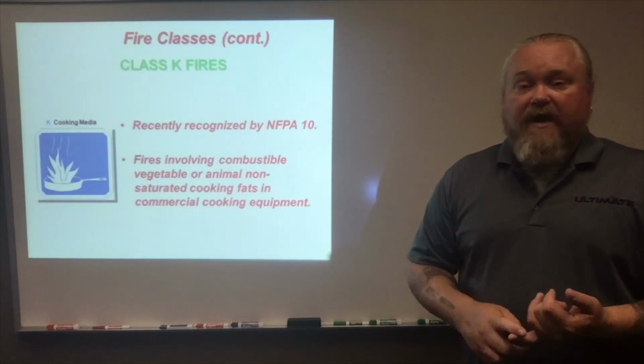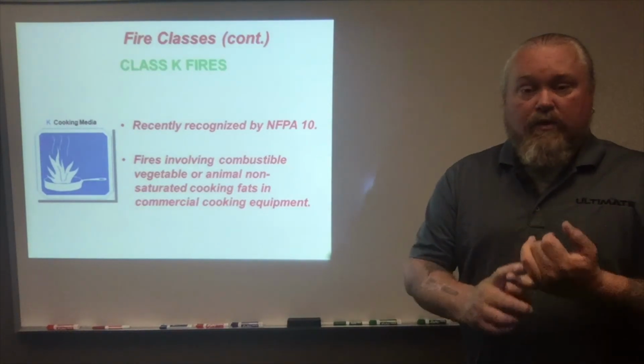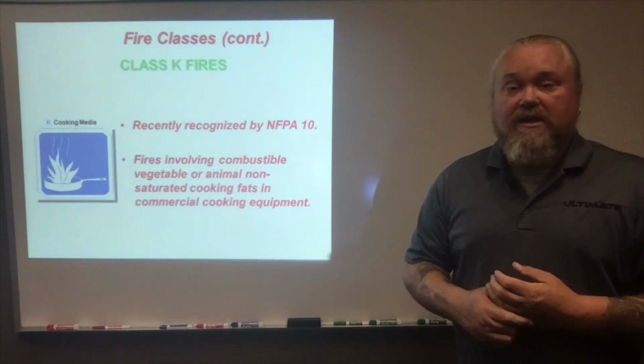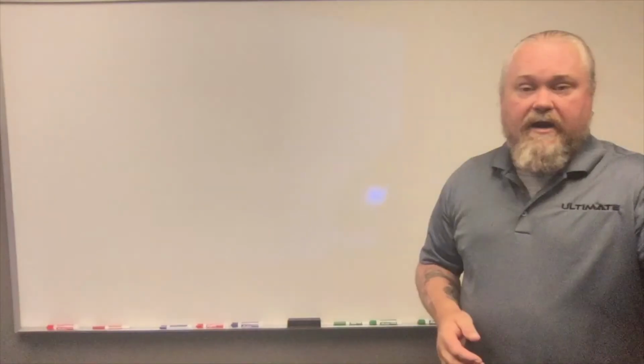So remember, we've got A, B, C, D, and K. When you look in Section 5 of your SDS sheets, this will tell you what kind of fire extinguishers you need in order to make sure that happens. So that's our classifications of fires.